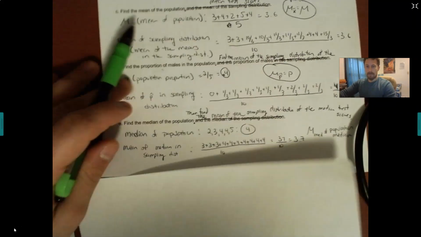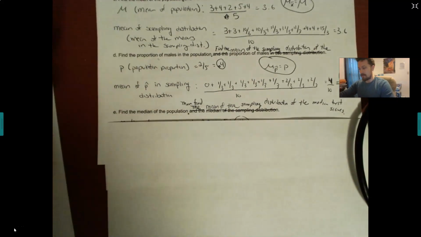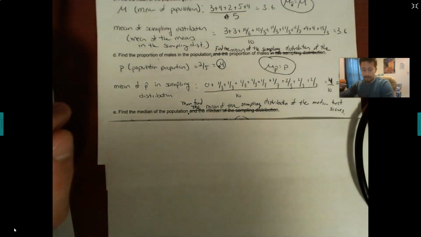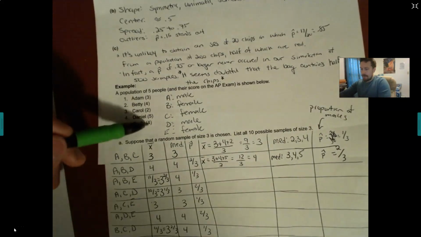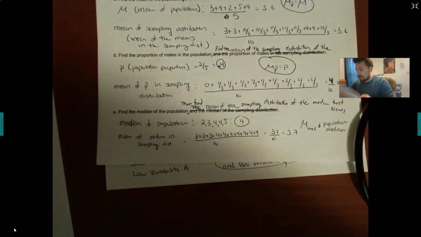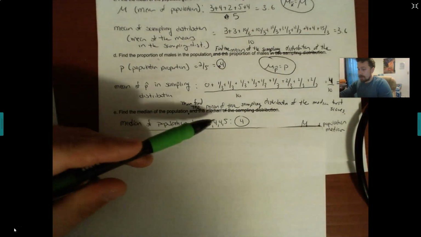So the next part: find the median of the population. Then find the mean of the sampling distribution of the median test scores. So we take these 5 numbers for the population and put them in order. Take the middle number. That's 4.